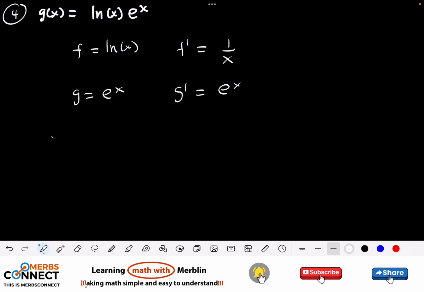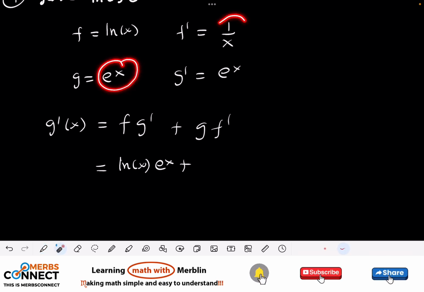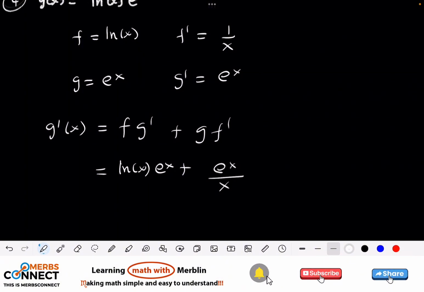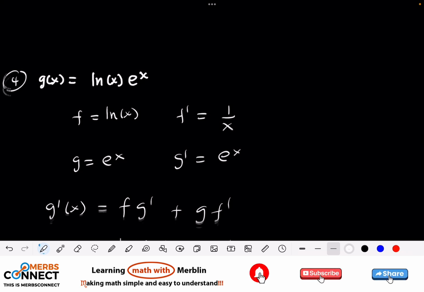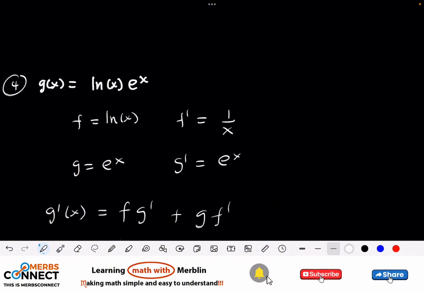So what is the derivative of ln x times e to the power x? It's f g prime plus g f prime. So let's go. F is here, g prime is here, so I'm going to have ln of x times e to the power x, plus g is here, f prime is also here, so I'm going to have e to the power x divided by x. Very simple. So it's always good for you to know how to differentiate individual functions. If I'm using the product rule, boom, I'm going.